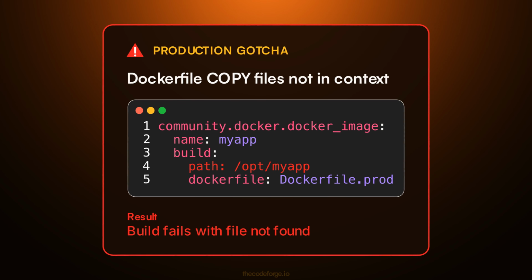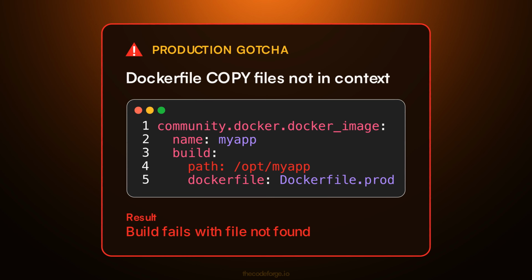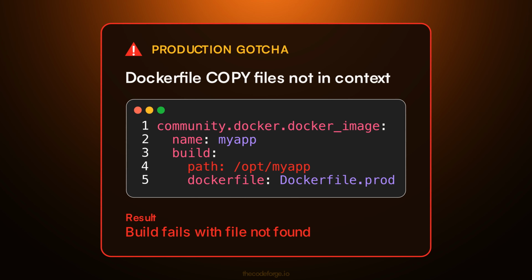If your Dockerfile uses COPY with files that don't exist in the build context, the build will fail. Always verify that all required files are present in the build context directory before running the playbook.